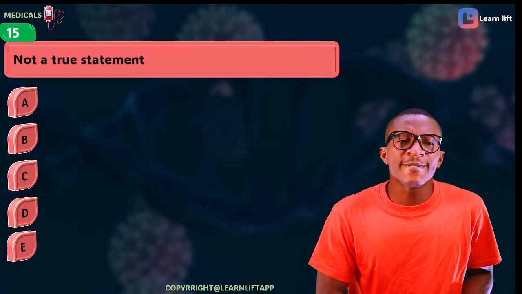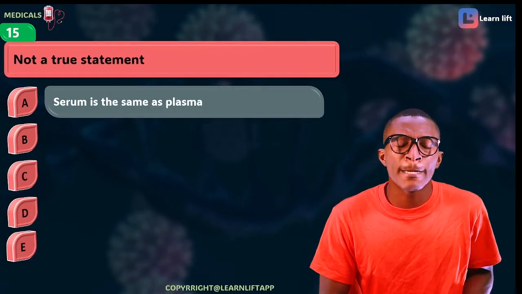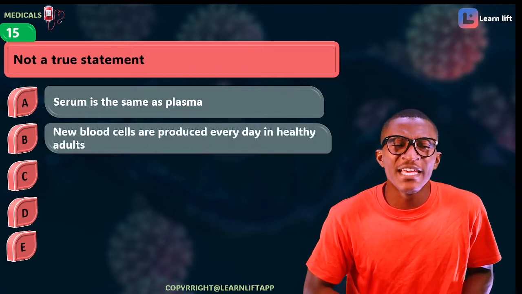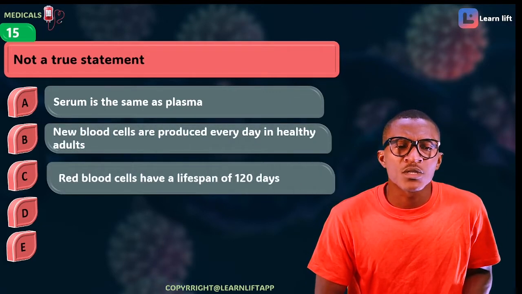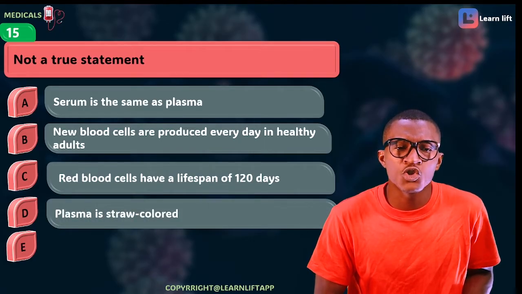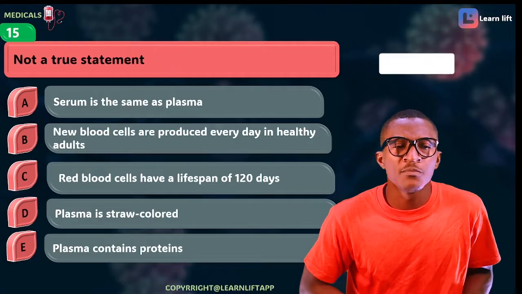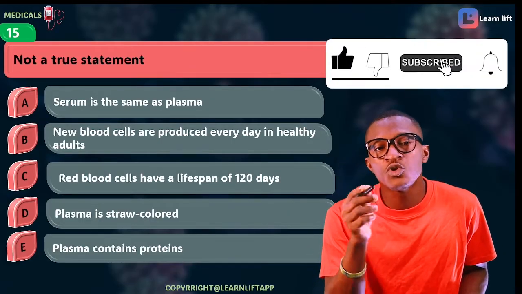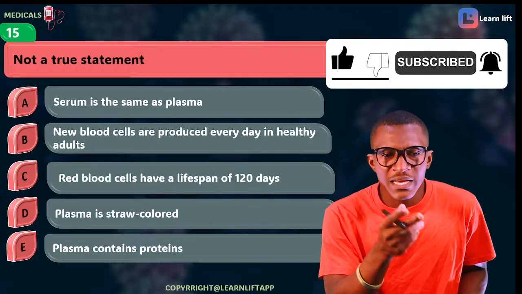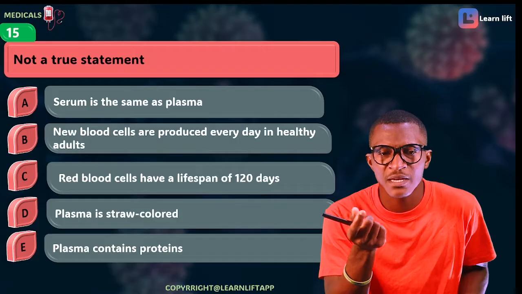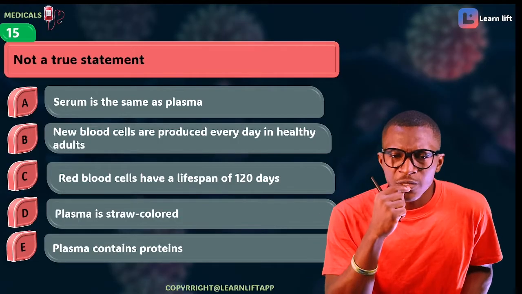Which of these is not a true statement? A, serum is the same as plasma. B, new blood cells are produced every day in healthy adults. C, red blood cells have a lifespan of 120 days. D, plasma is straw colored. E, plasma contains proteins. What's your answer? First of all, option D says plasma is straw colored. That's correct. That's the definition of plasma. It's a straw colored part of blood.